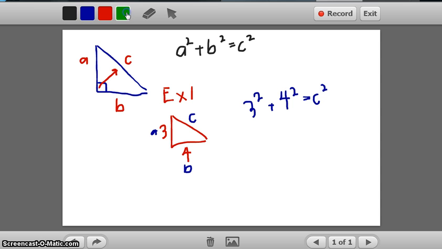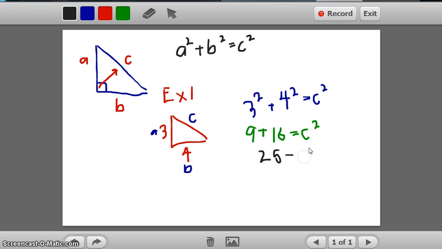So think back to last unit when we talked about exponents. 3 squared means 3 times 3. So 3 times 3 gives us our 9. 4 squared is 4 times 4, and 4 times 4 equals 16. And then I just bring down my C squared. And now we just go from here. 9 plus 16, that equals 25. So 25 equals C squared.